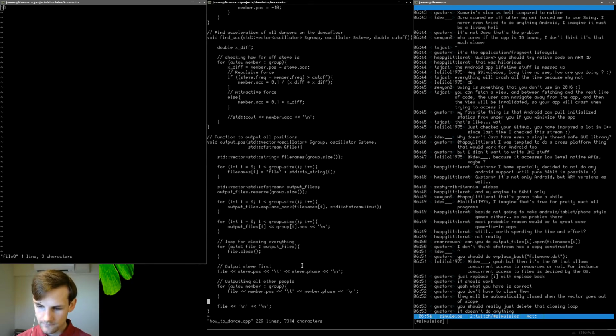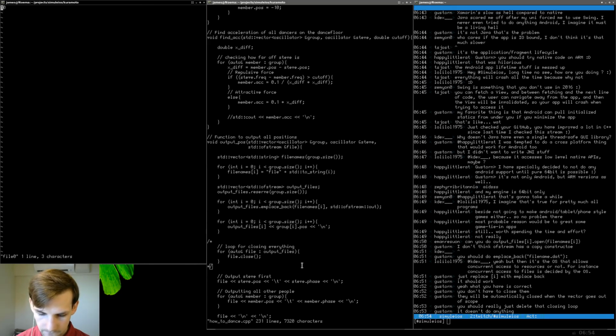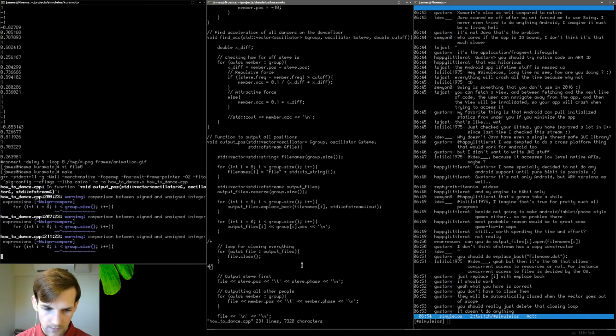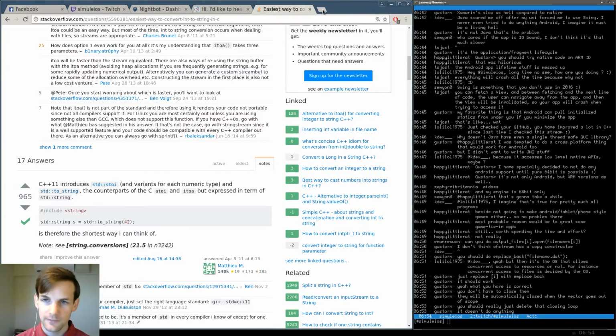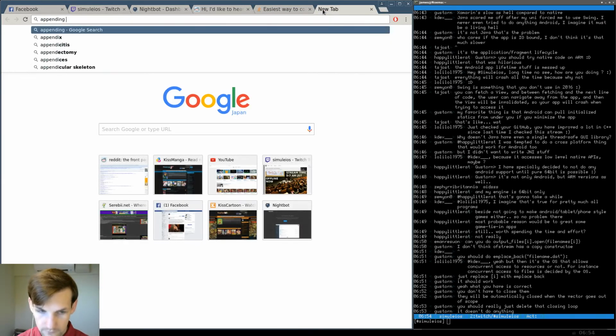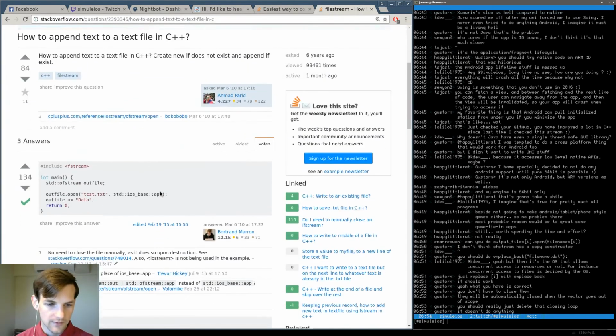How do we append the data instead of reopening the file and destroying everything? Make. Okay, so now we have to find a way to append the data to these guys. Let me see, is there a way, appending data to file, C++. I have to append text. I think it's probably just not out.